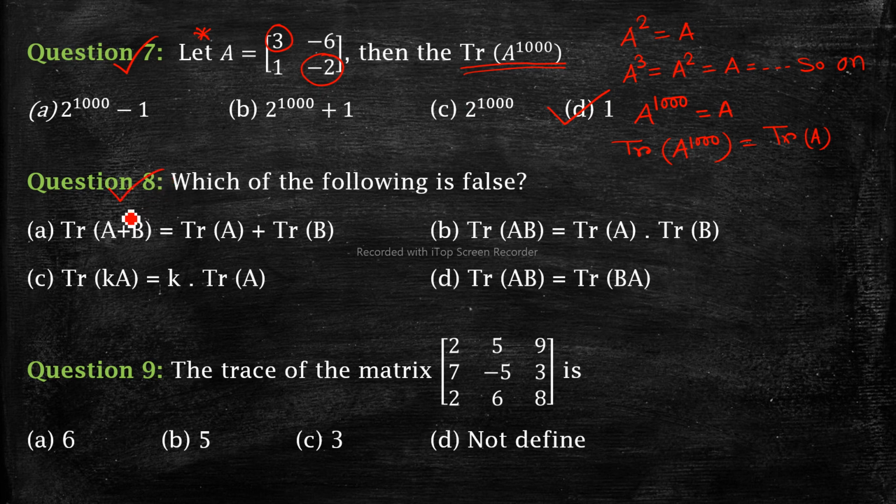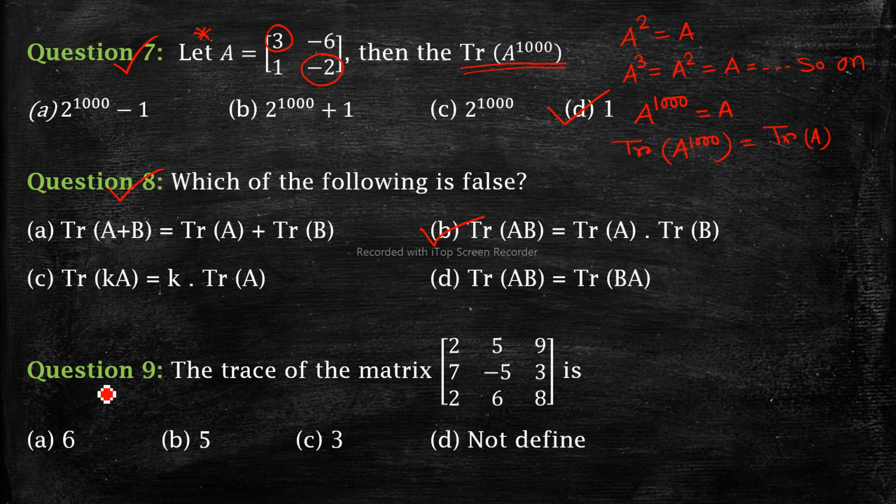Question number 8, property we have learned. Which property is wrong? We know individually they are correct. They are asking for the false statement. The false statement is trace of AB is equal to trace of BA, not trace of A into trace of B. This is wrong.